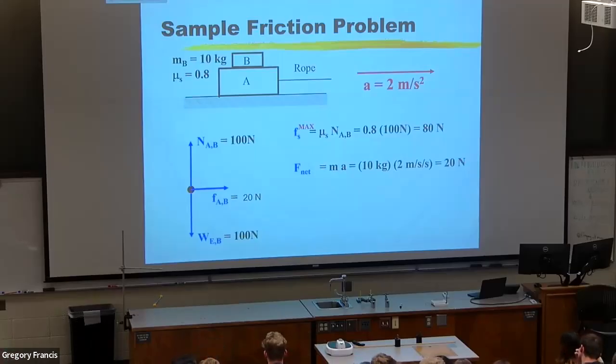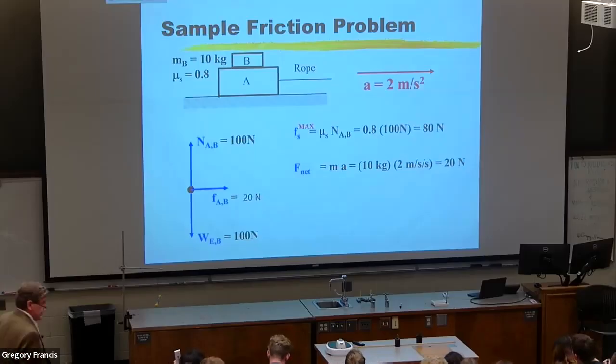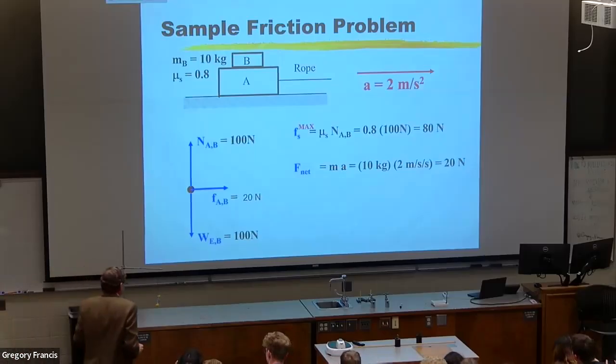Like, what's the greatest acceleration I could get block A to have before block B falls off? Or what's the hardest I could push block A before block B slides off? Then you're at the breaking point, and then you would use that maximum formula. But that rarely is the case.